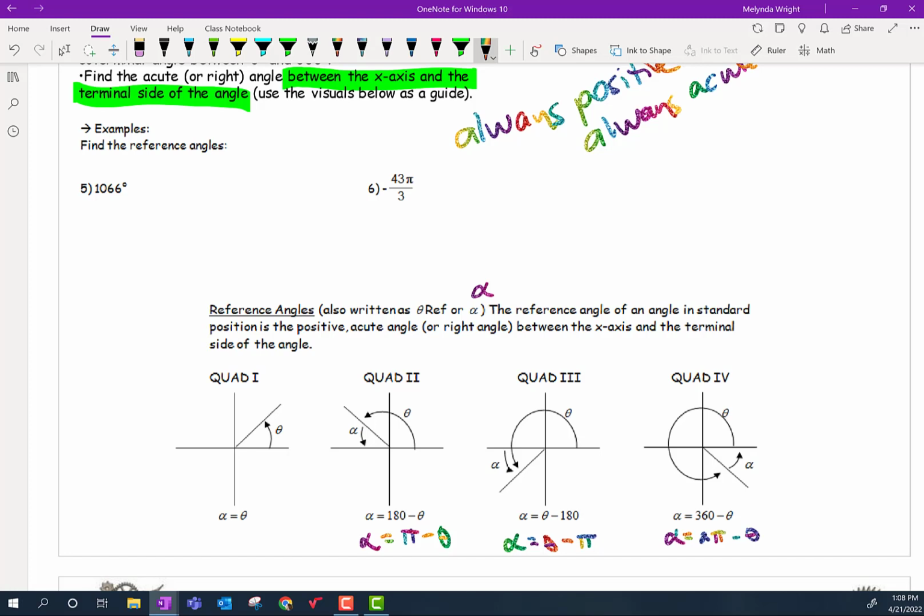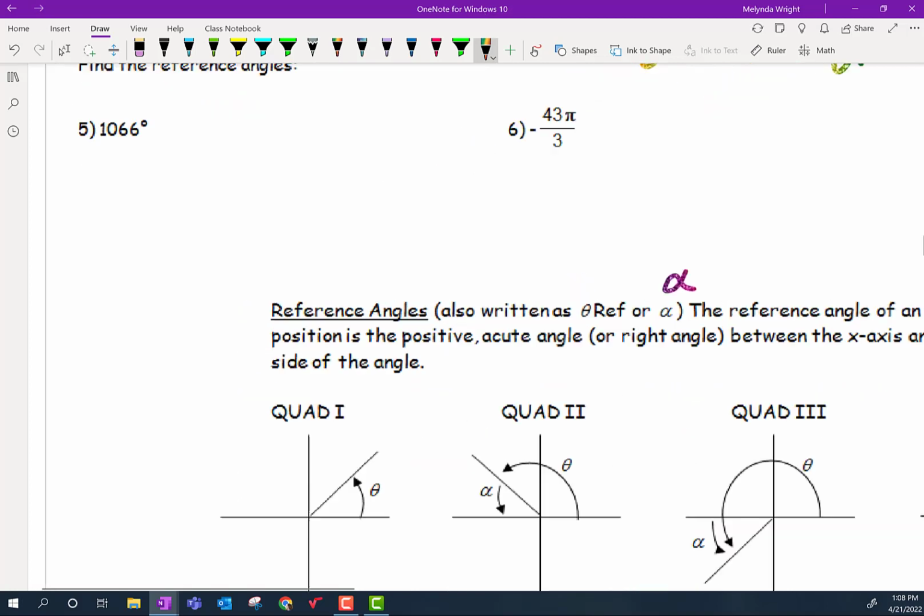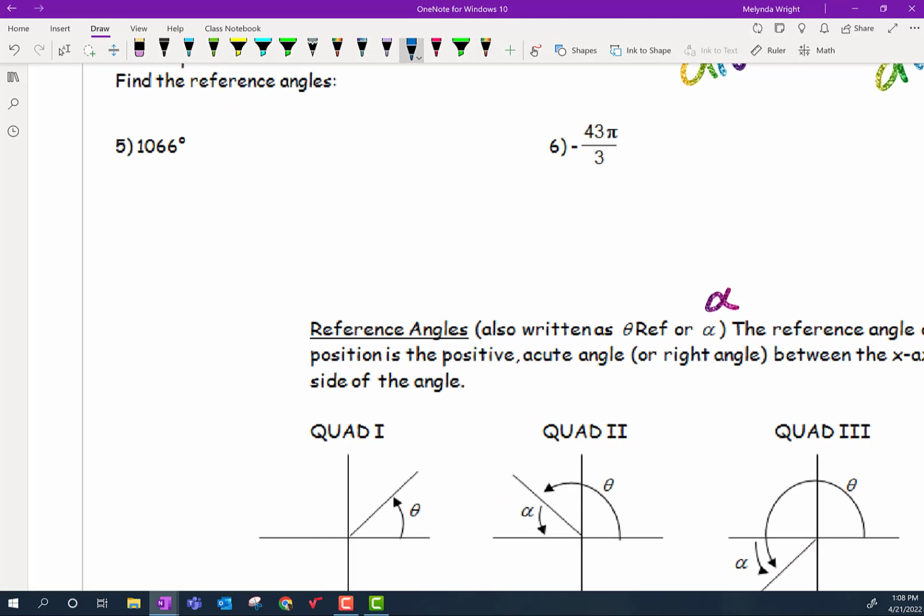All right, so that's just some guidance. So what do we need to do? We need to find these reference angles. First of all, let's figure out which quadrant they're in. That's going to be important. Let's get rid of some of these full rotations. I take out 360, I get 706. Take out another 360, I get 346. Now we've got it narrowed down. All the way around is 360, so 346 would be somewhere right around here.